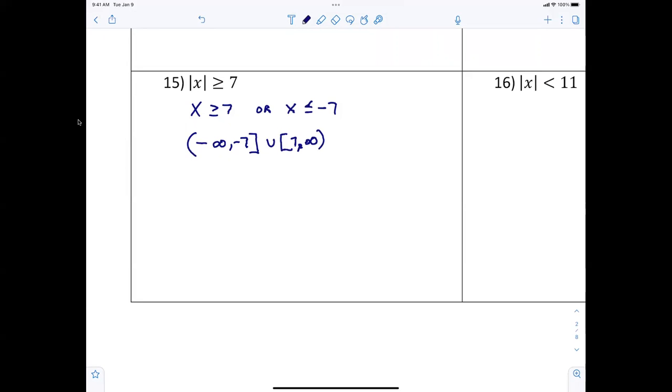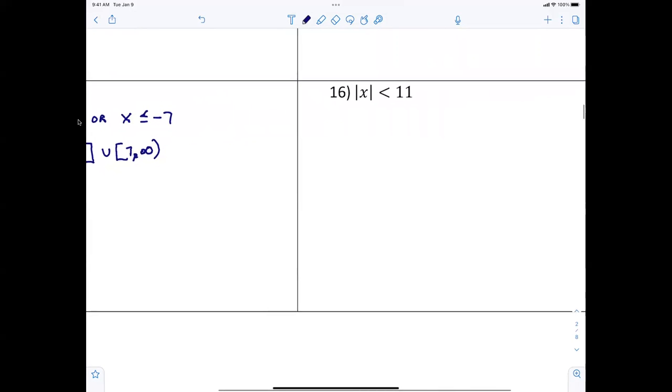Now on number 6, we have less than. So again, write it. x is less than 11 and x is greater than -11. They do connect. Less than is the and statement. So that means it's everything between -11 and 11.